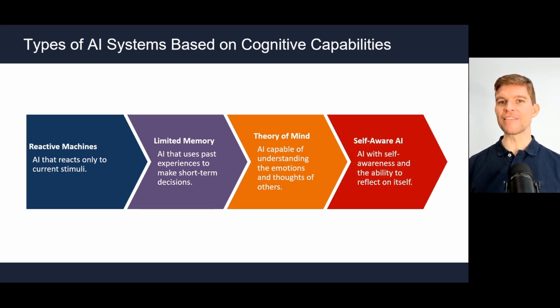And finally, we have self-aware artificial intelligence, as you've seen in the movies, which is AI with self-awareness and the ability to reflect on itself.